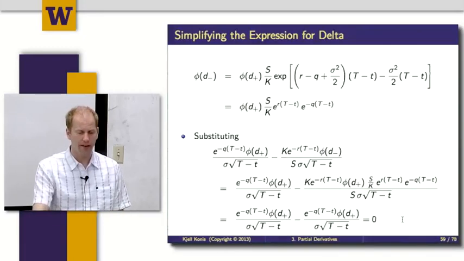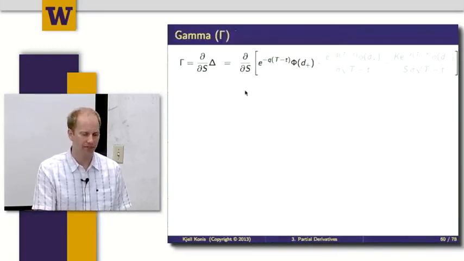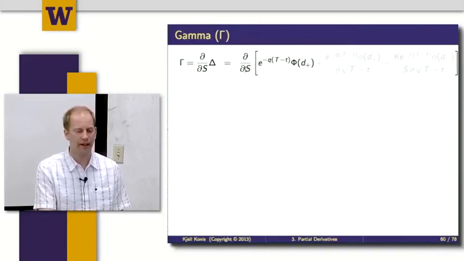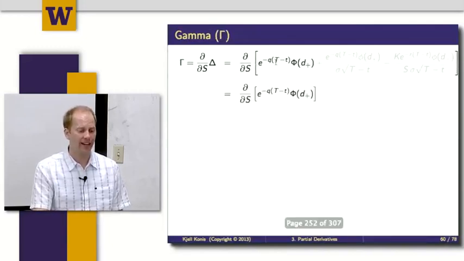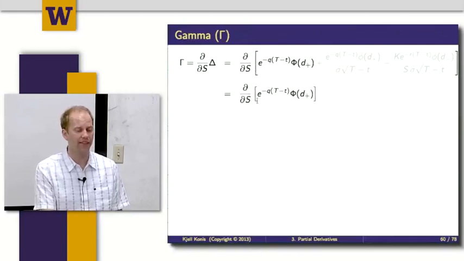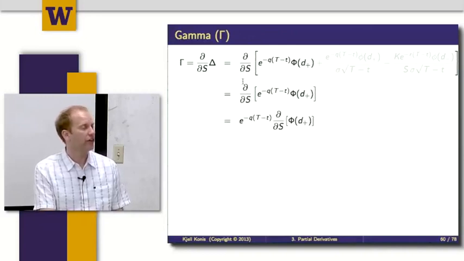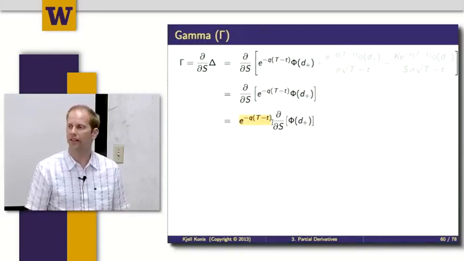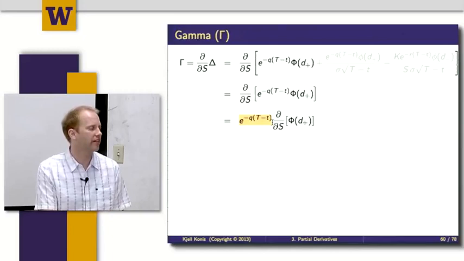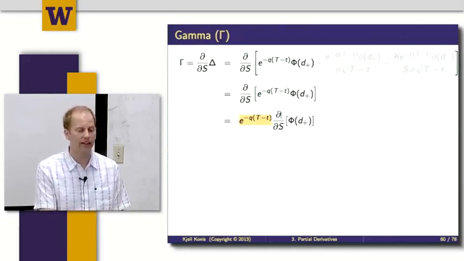So that means when it's time to actually go ahead and calculate gamma, instead of having to take the derivative with respect to s of this great big formula, I can rewrite that as just the derivative with respect to s of e to the minus q(T minus t) times capital phi of d plus. And so when I'm taking the partial derivative with respect to s, e to the minus q(T minus t), there's no s in that, so I can treat that as a constant, so I can move that across the derivative operator. And so all I need to do is take the derivative with respect to s of capital phi of d plus.